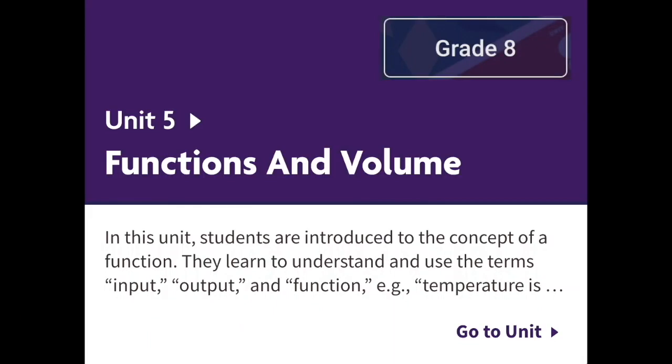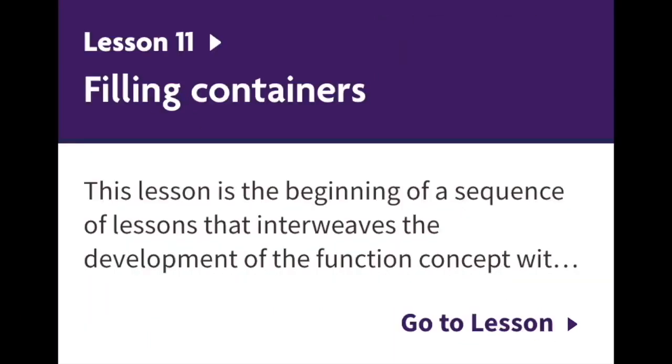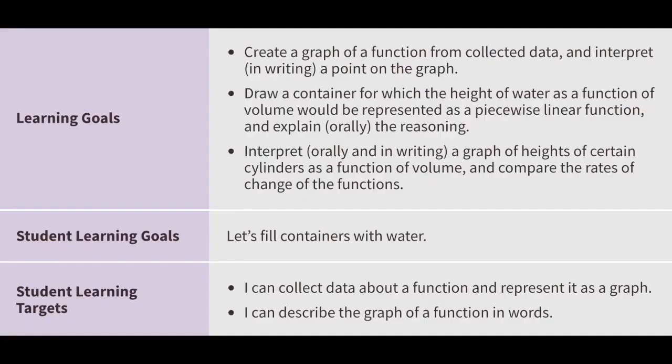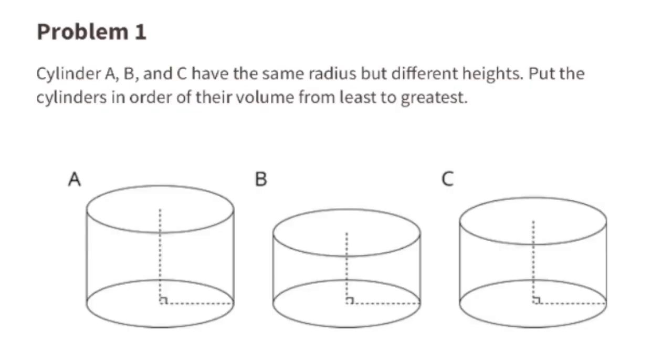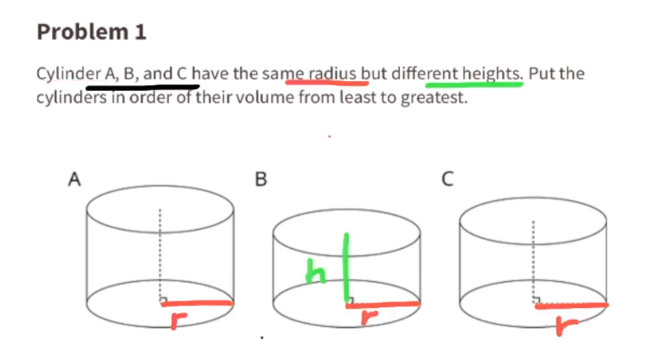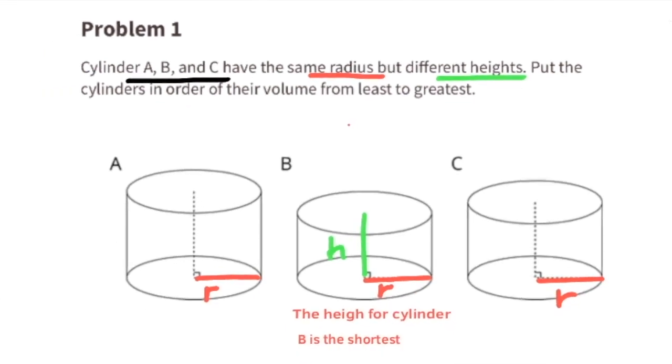8th grade, Unit 5, Lesson 11, Filling Containers. Problem number 1. Cylinders A, B, and C have the same radius but different heights. Put the cylinders in order of their volume from least to greatest. Cylinder B has the shortest height. It's going to have the least volume.